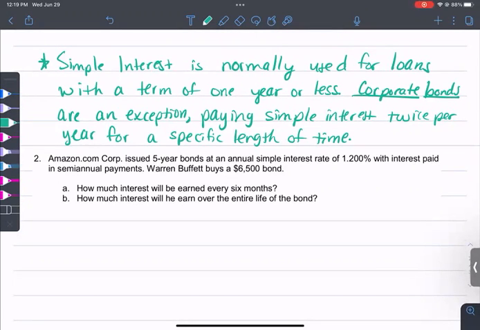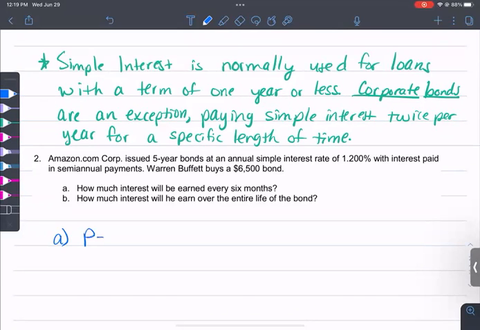Okay, problem number 2 says that Amazon.com Corporation issued 5-year bonds at an annual simple interest rate of 1.2% with interest paid in semi-annual payments. Warren Buffett buys a $6,500 bond. So first question is, how much interest will be earned every 6 months? So that twice a year pattern.